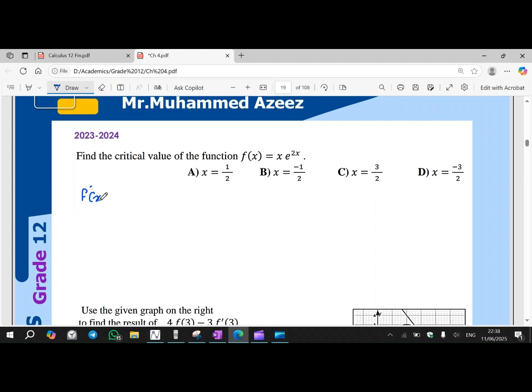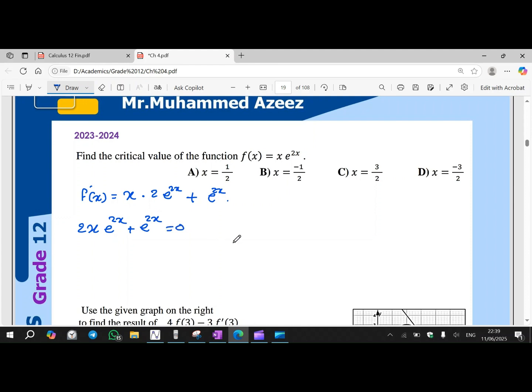So f prime x is equal to, that is multiplication. So first multiply by derivative of second. Derivative of second is 2e to x, plus second e to x multiply by derivative of first, which is 1, that stays the same. Now derivative equal to 0: 2x e to x plus e to x equal to 0.